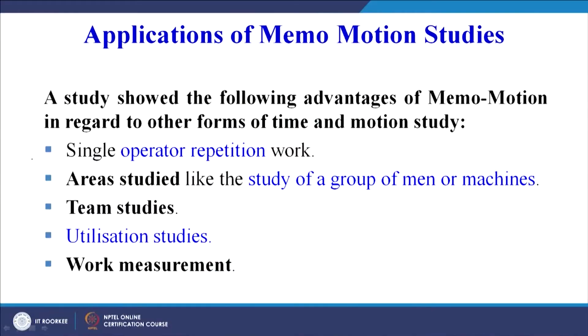So what are the important application areas? We can have a single operator doing a repetitive type of work; in those cases we can do a micromotion study. Areas studied include a group of men or machines, so if two persons are operating two machines, in those cases also we can use micromotion study. Team studies, a team of workers operating a particular machine or a combination of machines or equipment, can also use this.